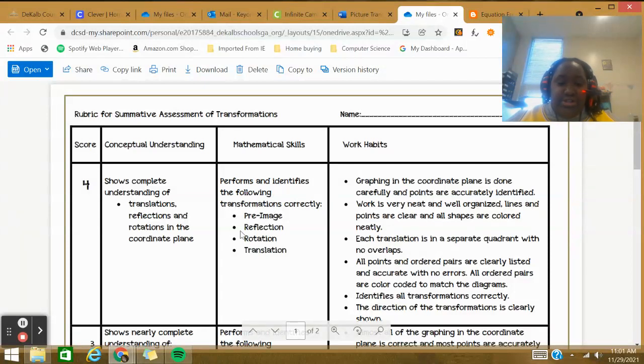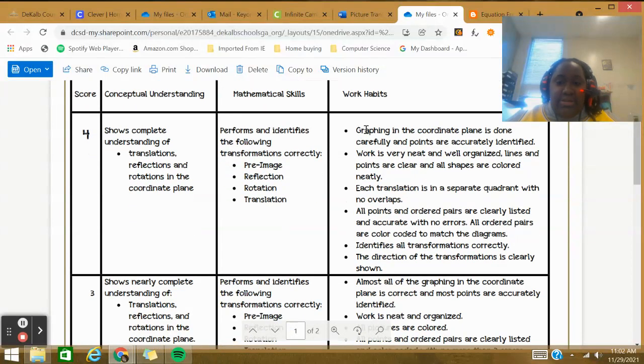You started with a pre-image, you have a reflection, you have a rotation, you have a translation. The work habit is graphing in the coordinate plane is done carefully and points are accurately identified. Work is very neat and well organized. Lines and points are clear and all shapes are colored neatly.